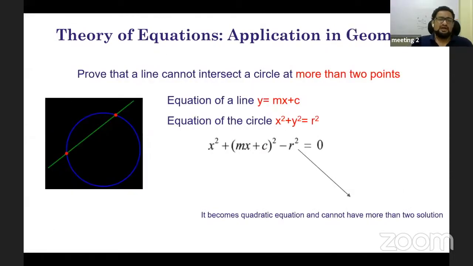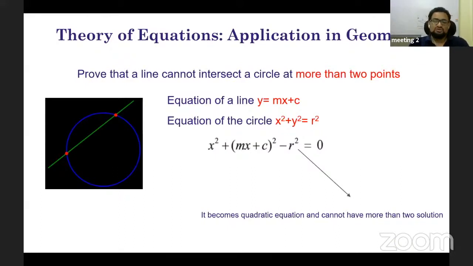Another application of linear equations and the theory of equations is in proving results, a very common example in textbooks. You have a line that intersects a circle, and you want to prove that it does not meet the circle at more than 2 points. So you have to prove that the line touches the circle at only 2 points.